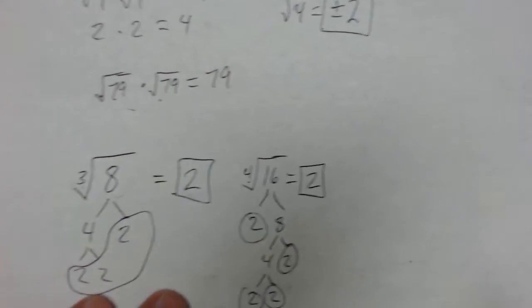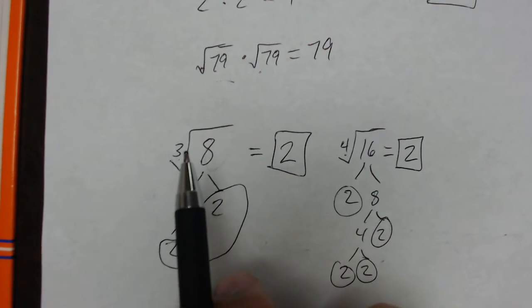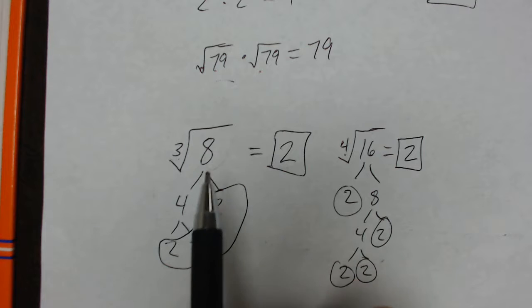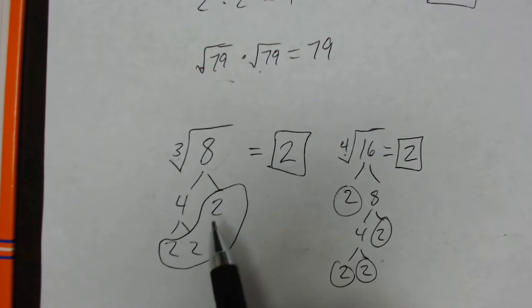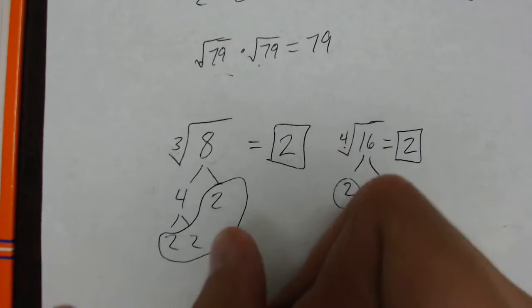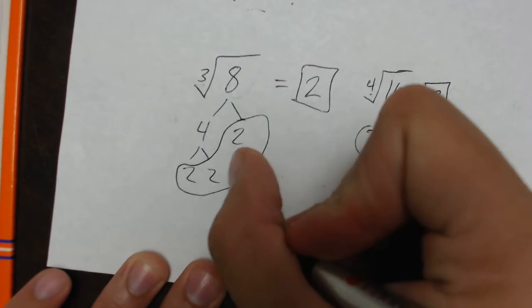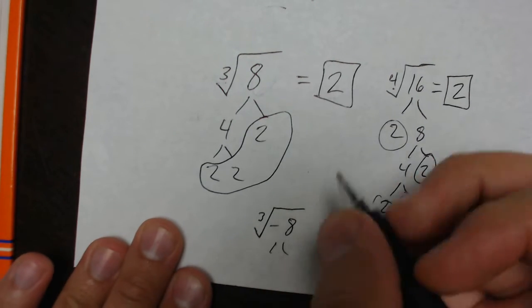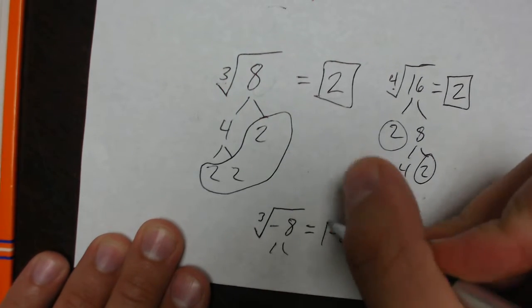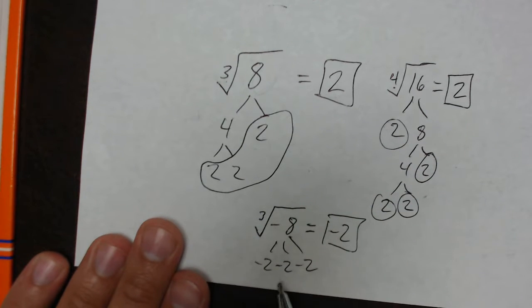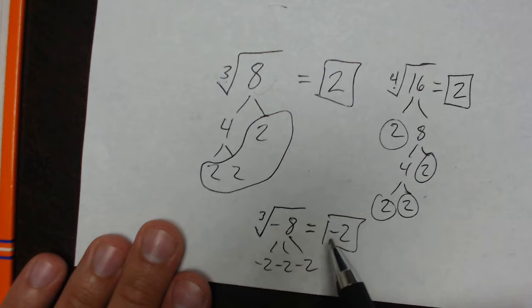And then the interesting thing about cube roots is cube roots can be negative as well. Now, if I were to take negative 2 times negative 2 times negative 2, that would equal negative 8. So if I have the cube root of negative 8, then my answer is going to be -2, because it would factor into -2, -2, -2, which would all multiply to give me -8.